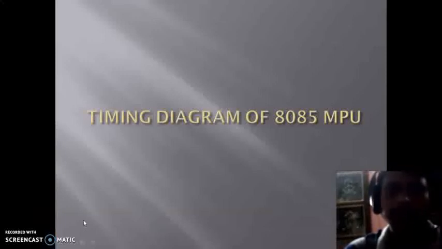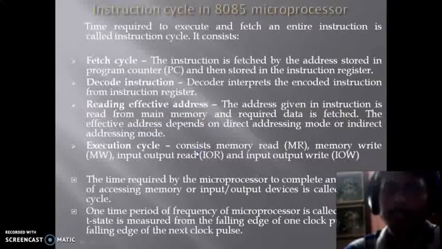I am going to give a lecture on an important topic of the 8085 microprocessor, that is the timing diagram. A timing diagram is basically a diagram by which the overall instruction execution process can be drawn as a picture. So that is called the timing diagram. First, we will draw the timing diagram, but before that, we will discuss the instruction cycles of the 8085 microprocessor.